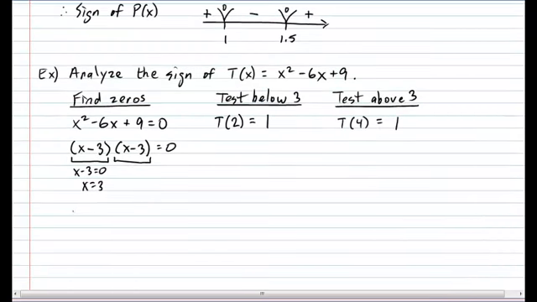So, let's state our conclusion. Therefore, the sign of t of x is the following. Draw your number line, put down the solution for x, put the strange V symbol, and put the 0. And what happens during the testing? Well, below 3, we know it's positive, and above 3, it's also positive. Interesting. What does this mean about the polynomial? Well, you'll find out later.